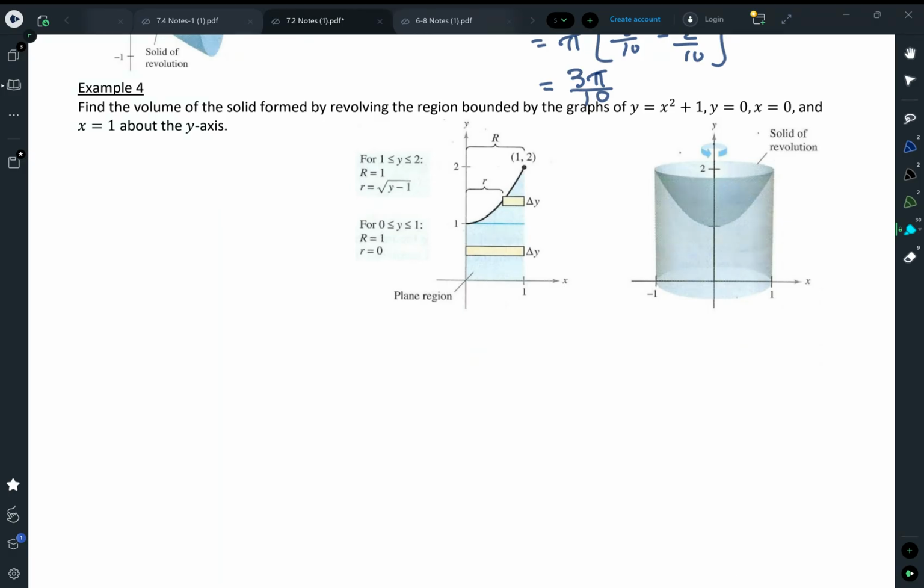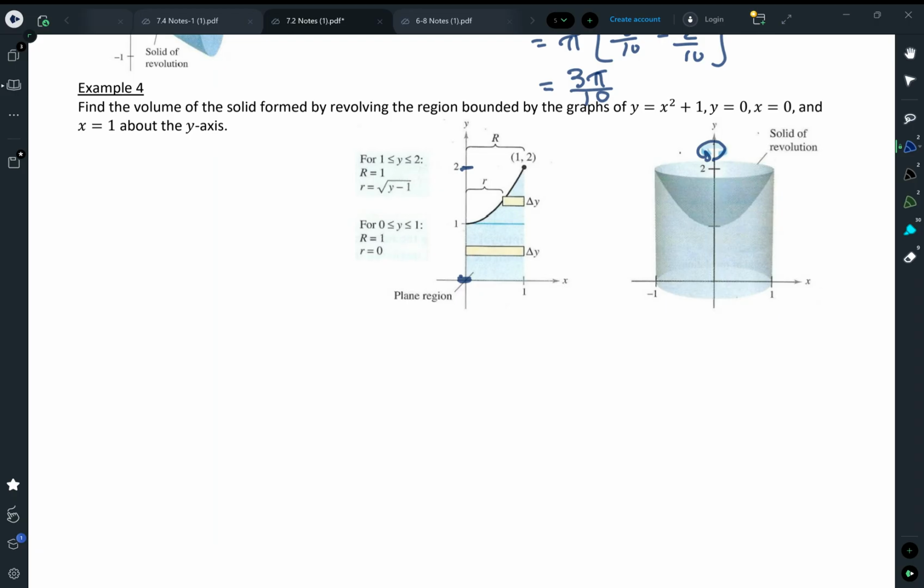First, you can see from this diagram and these arrows that we're revolving it around the y-axis. That means everything is going to be in terms of y instead. We're going to have dy. We're going to be integrating along y from like 0 to 2 or something.